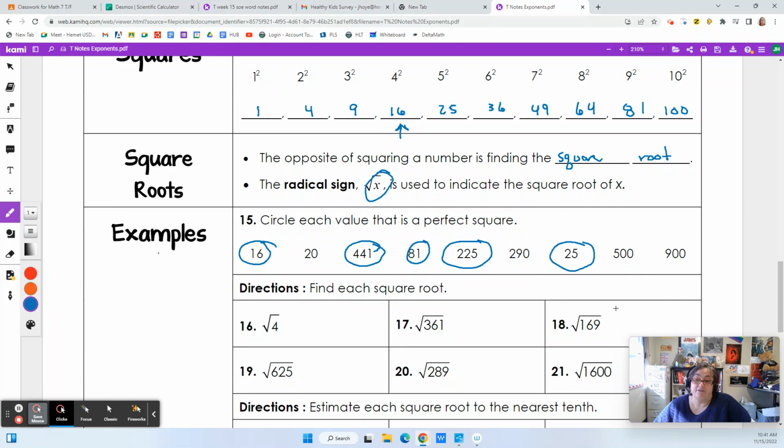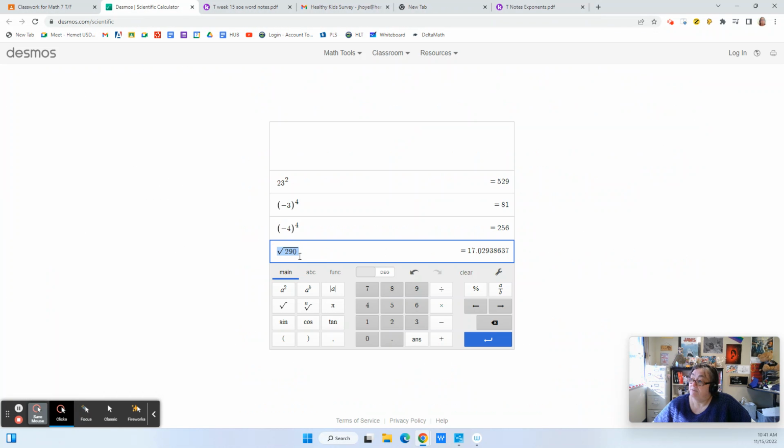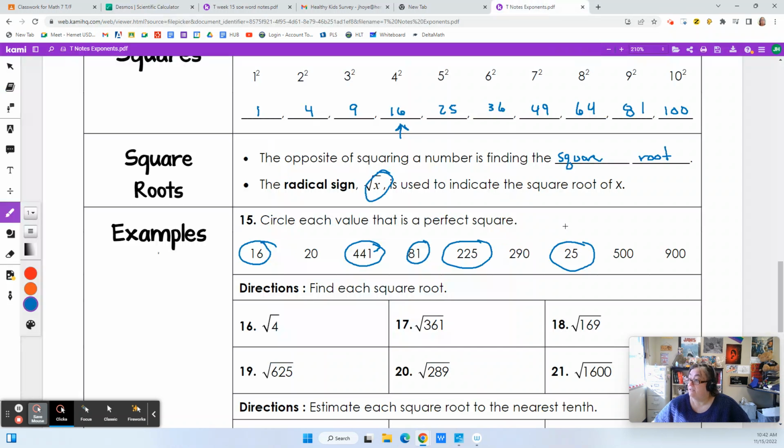What about 500? Let's go check it out. Clear. Square root 500. All we get is a decimal, right? Not a perfect square. Malia's jumping the gun. She's already figured out that 30 times 30 is 900. So we're going to take her word for it, but we could plug it in too. We could plug in the square root of 900 and you can see that it's 30 times 30. So that's a perfect square.